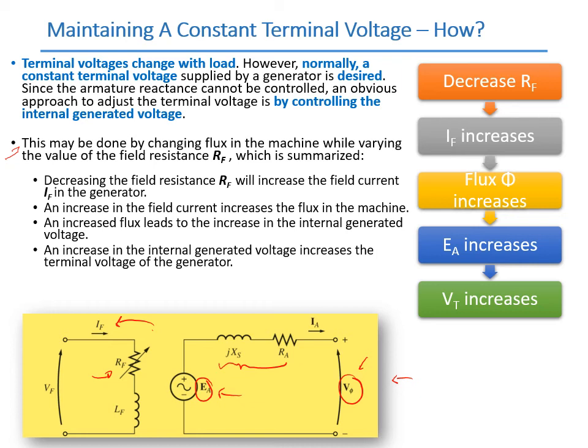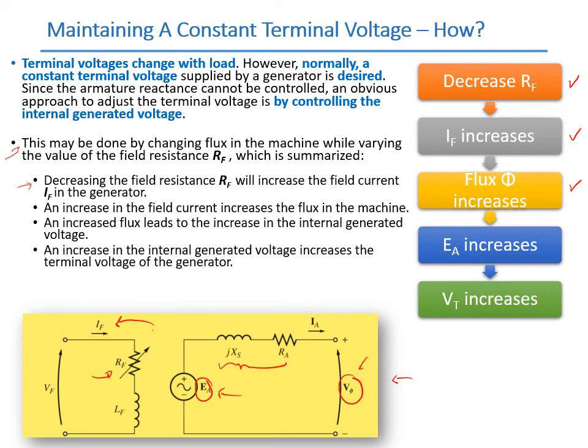So if we decrease the field resistance RF, then the field current IF will be increased. Yeah? Okay, you can see also from the flow chart here, sorry, when the RF is decreased, the field current is increased. Yeah? And then the increase in the field current increases the flux in the machine. Yeah? So the flux which is induced by the field current will be increased as well. And as the flux is increased, EA will also be increased.